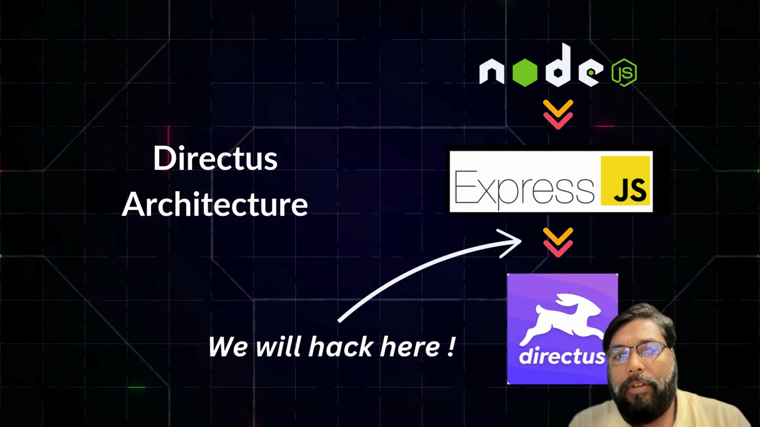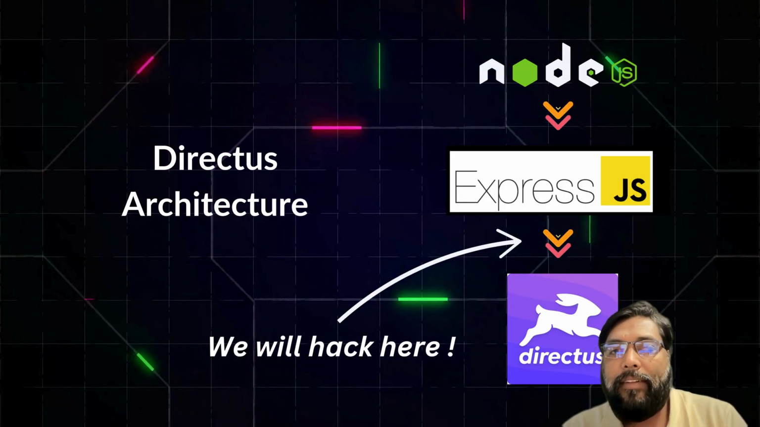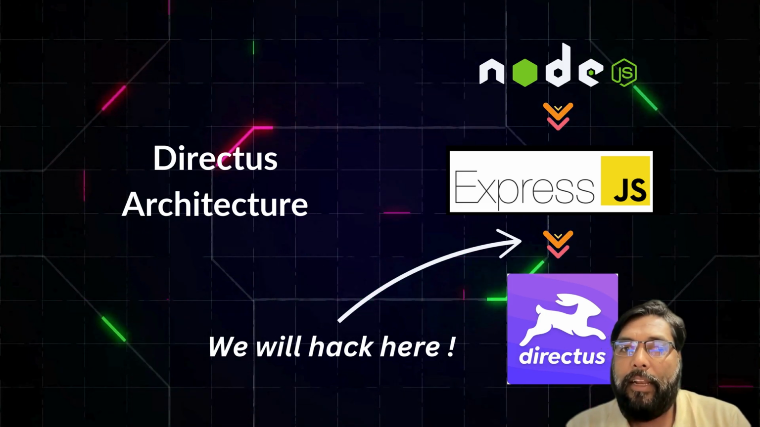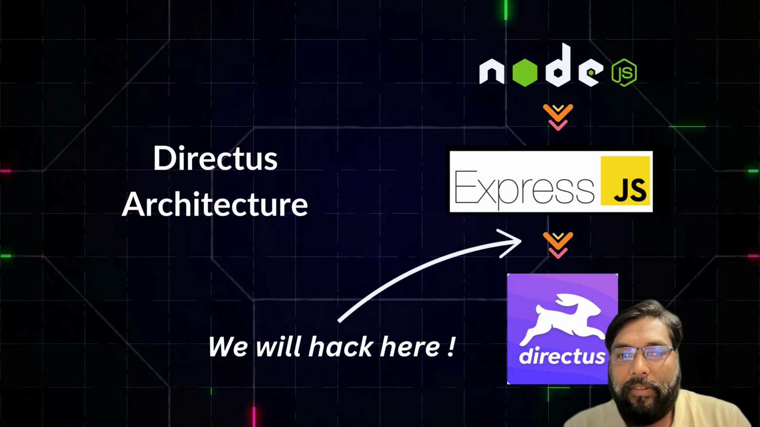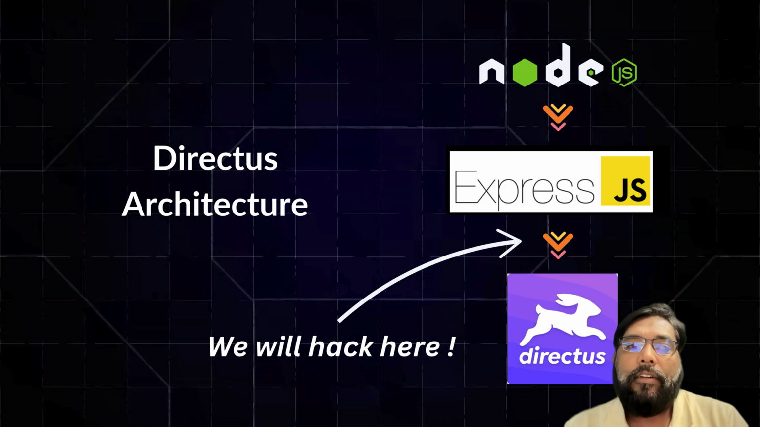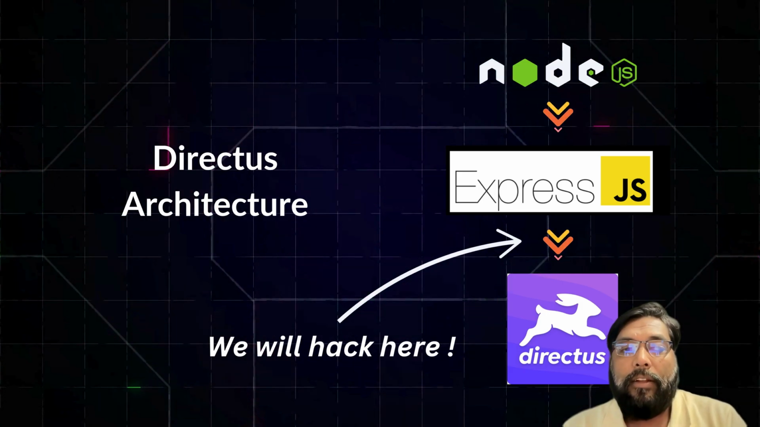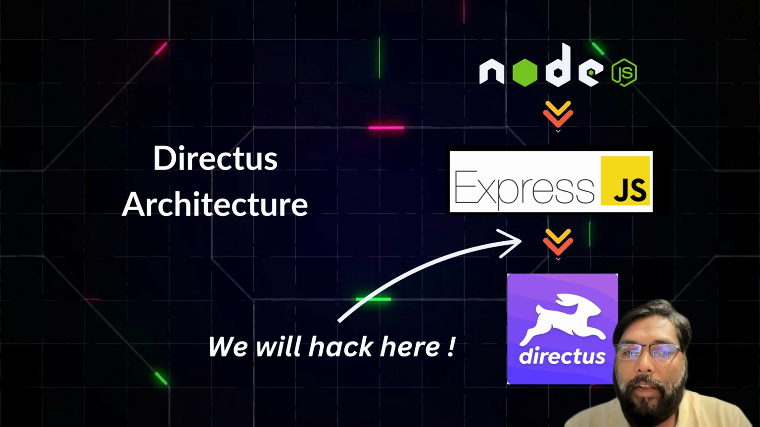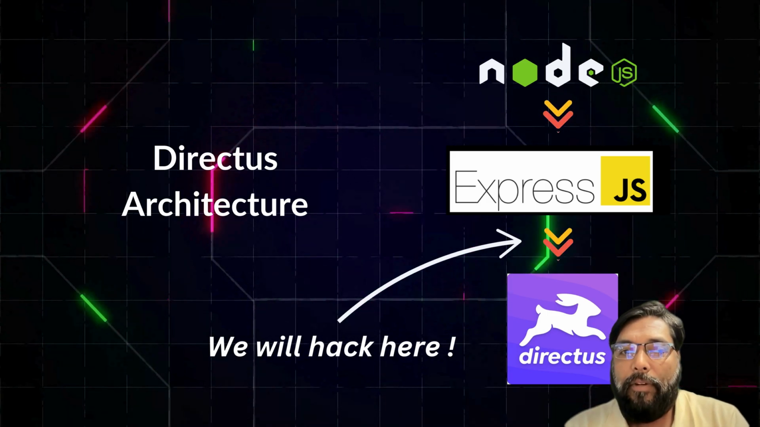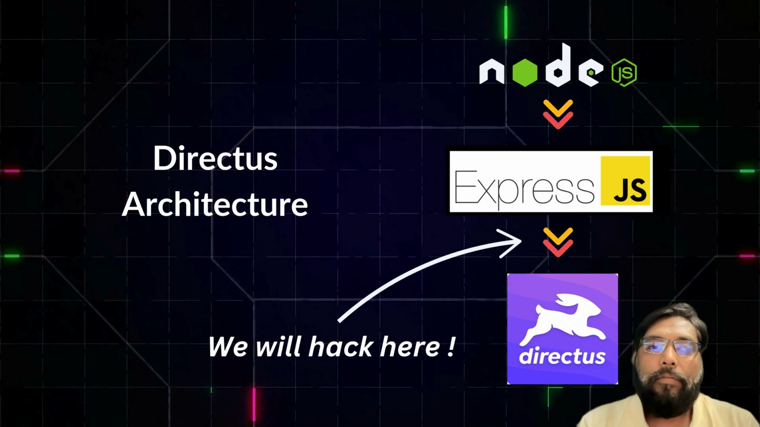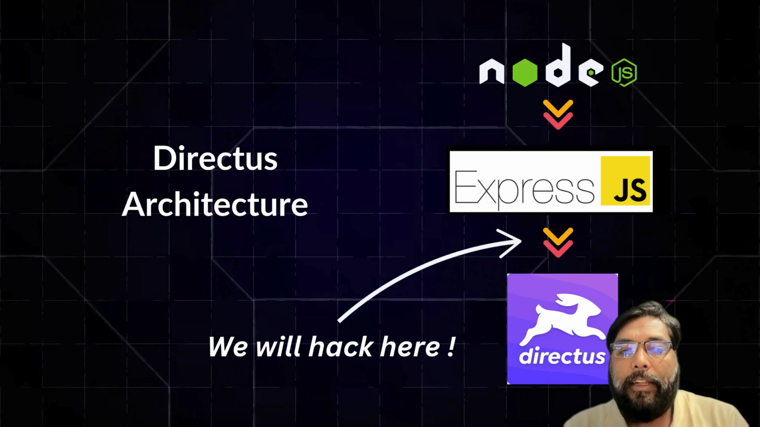Here is a quick overview of the Directus architecture. Directus is a simple Node.js app running on an Express.js server, adding additional features on top of that. So we will hack, or rather expose, that Express.js app, modify some things over there, and integrate our custom code base.